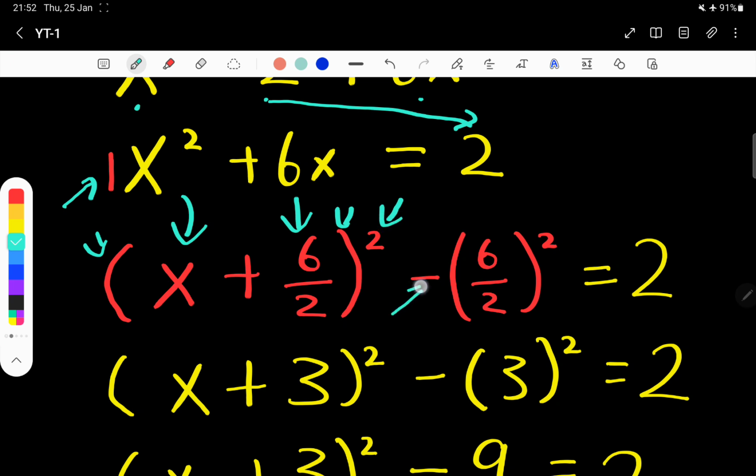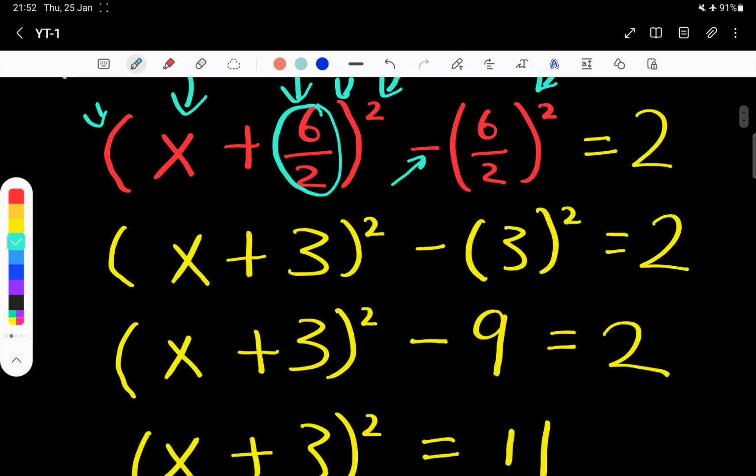And minus this term by power of 2. And the right hand side remains the same. After this, you can see that it can be simplified to become x plus 3 bracket power of 2 minus 3 power of 2 equal to 0. And then after the simplification, you can see that we have x plus 3 power of 2 minus 9, which is equivalent to 2.